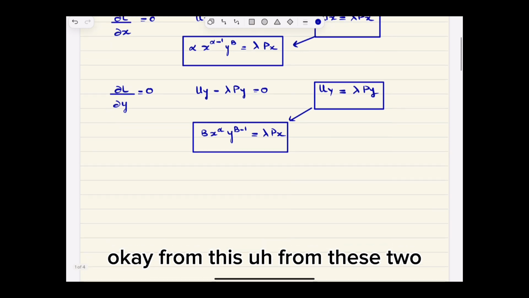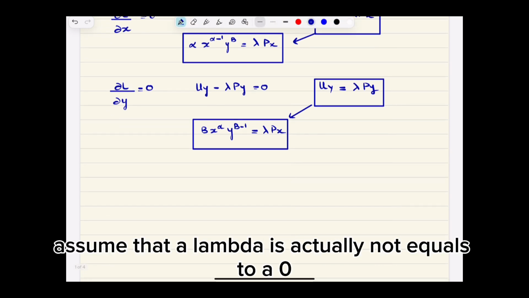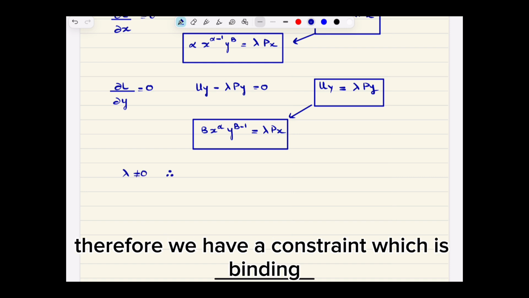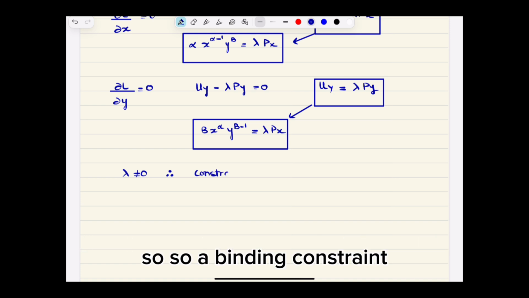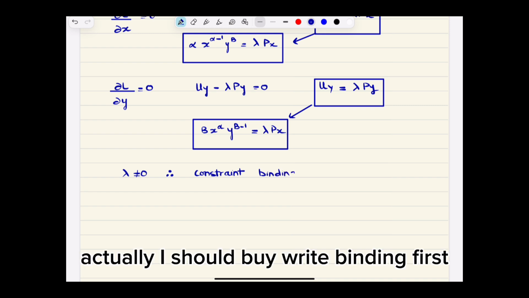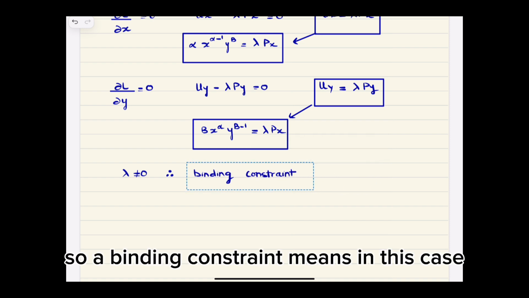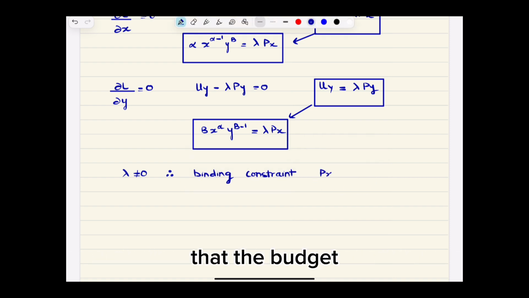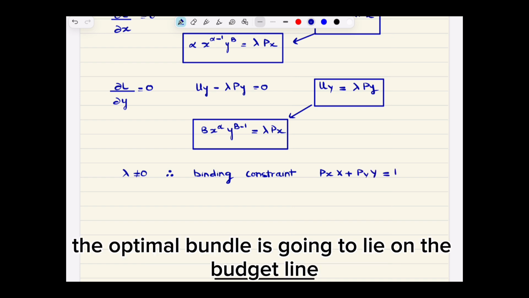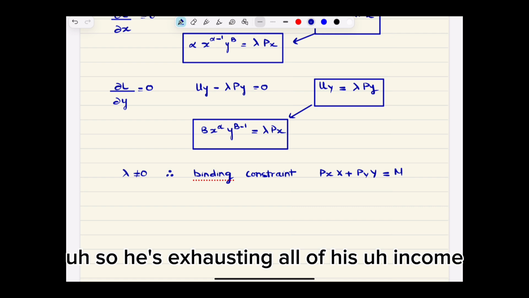Okay, from these two, we're going to assume that lambda is not equal to 0. Therefore, we have a constraint which is binding. A binding constraint means in this case that the optimal bundle is going to lie on the budget line. So he's exhausting all of his income.